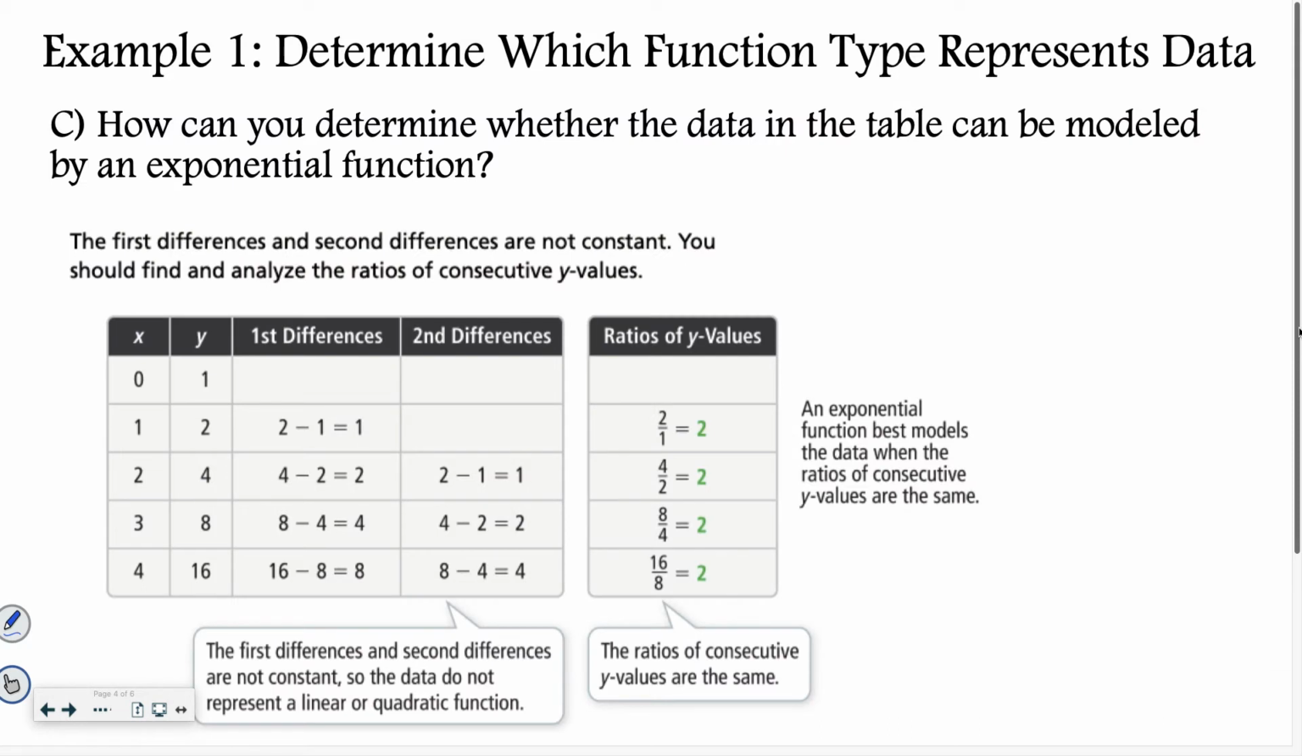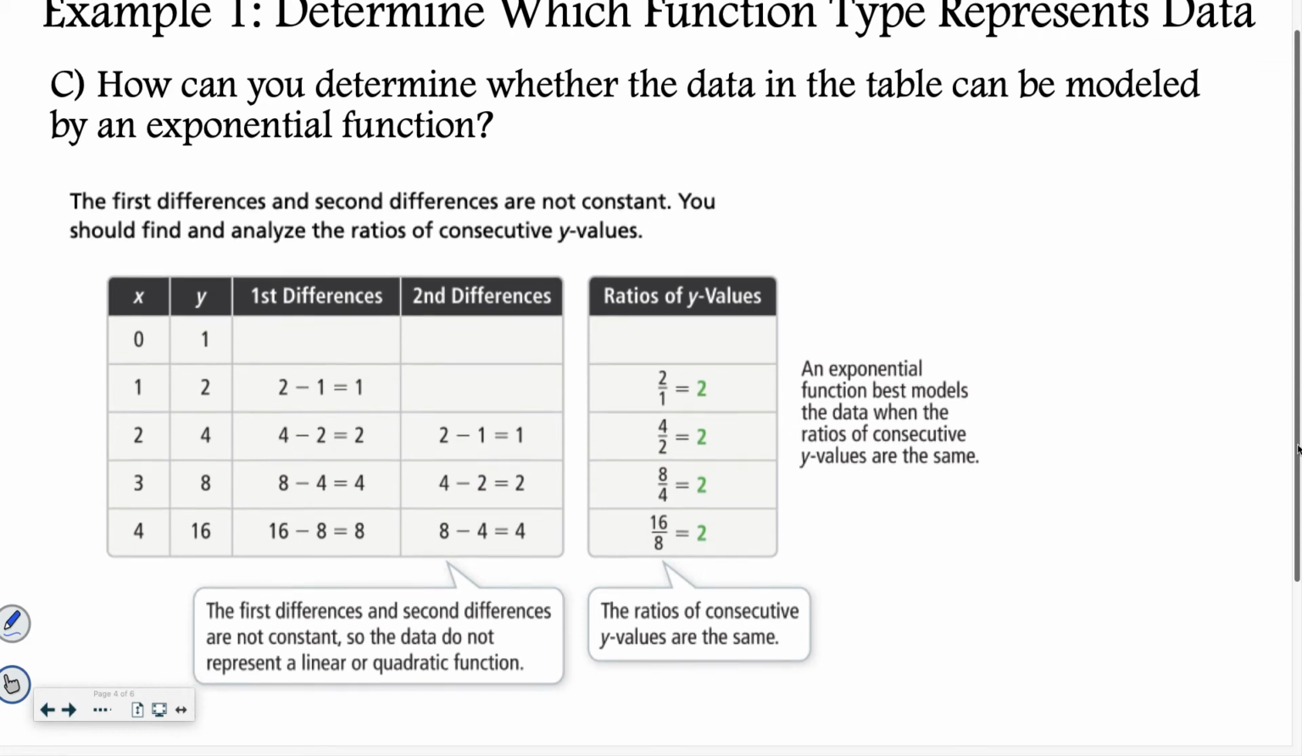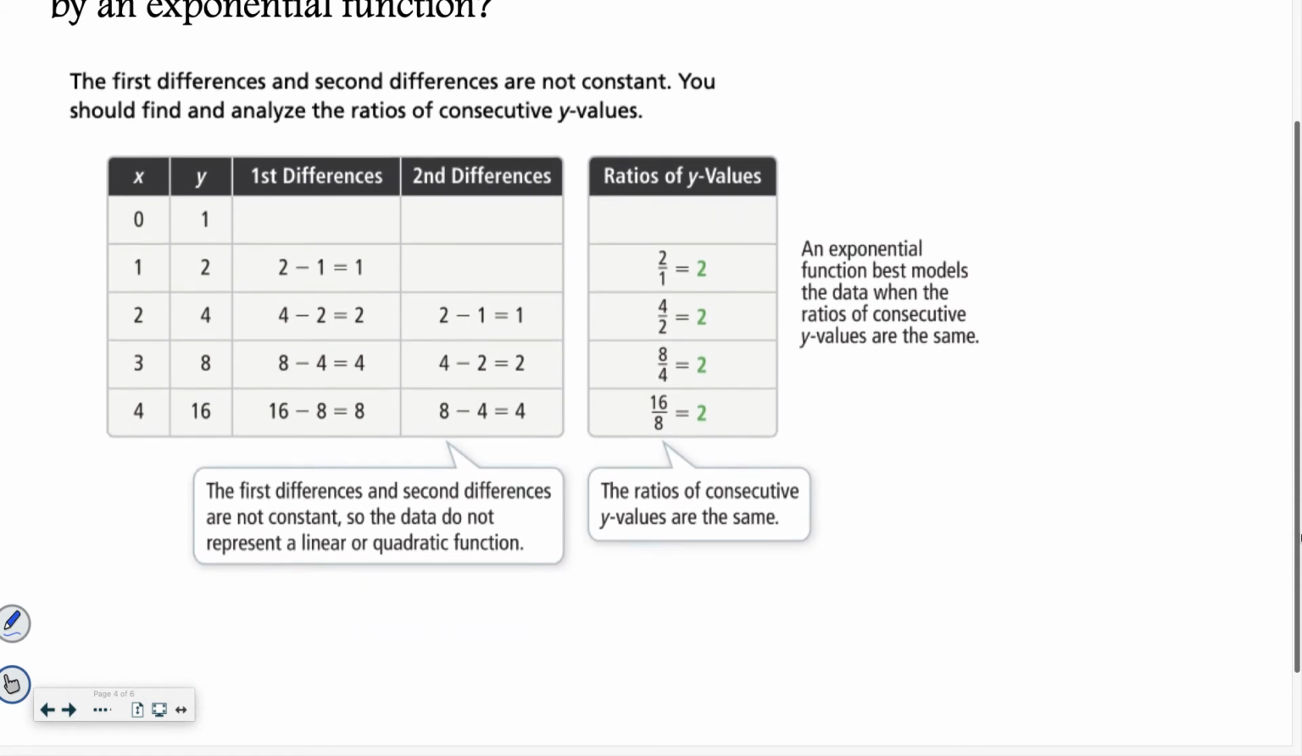All right, let's look at this last table. We're going to learn about how to tell whether something is an exponential function based on a data set. Okay, so the first thing you're going to do is you're going to analyze your first and second differences. You'll notice that my first differences gave me 4 different numbers. And then if I look at my second differences, they don't match either. When this happens, that's a good indicator that you're going to have an exponential model.